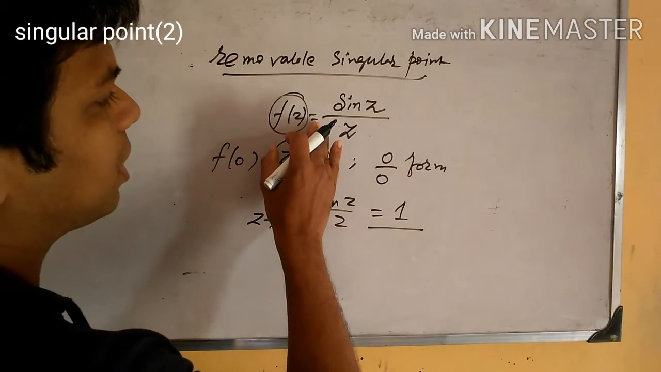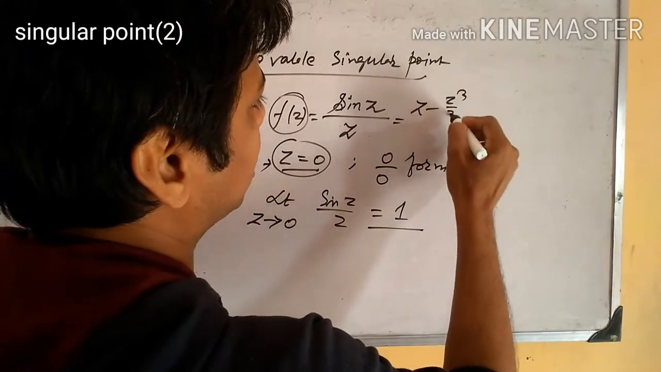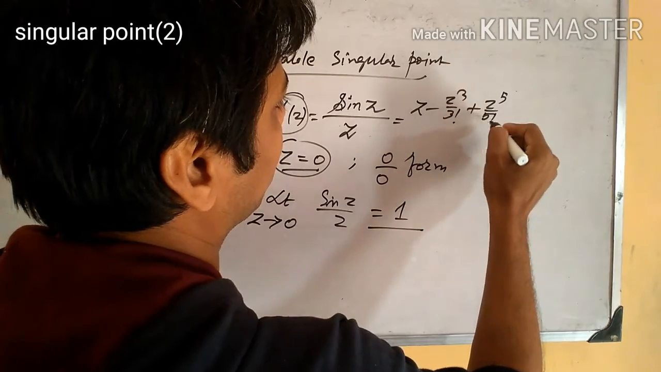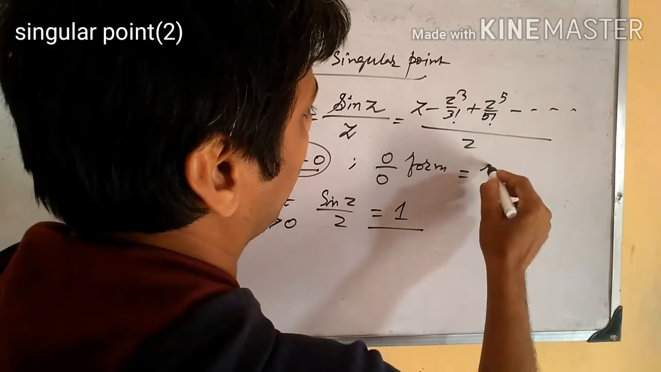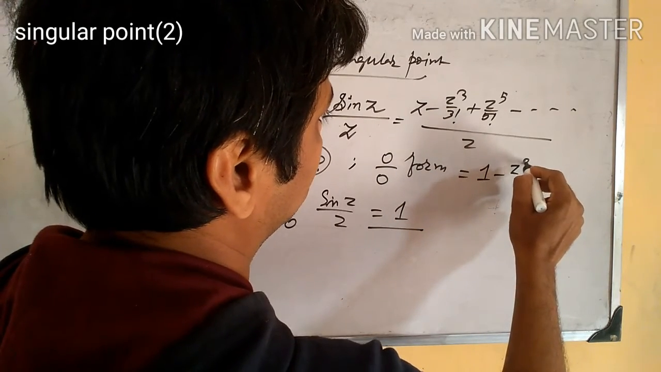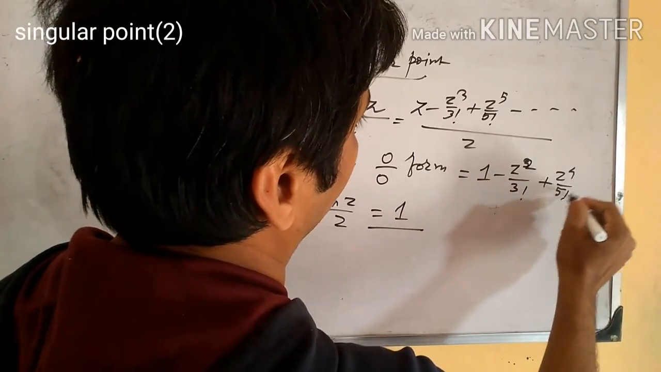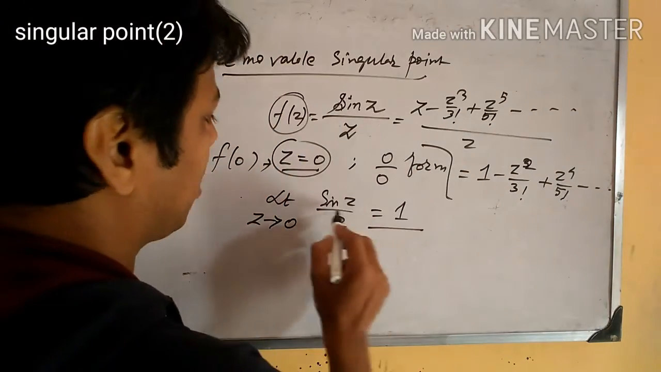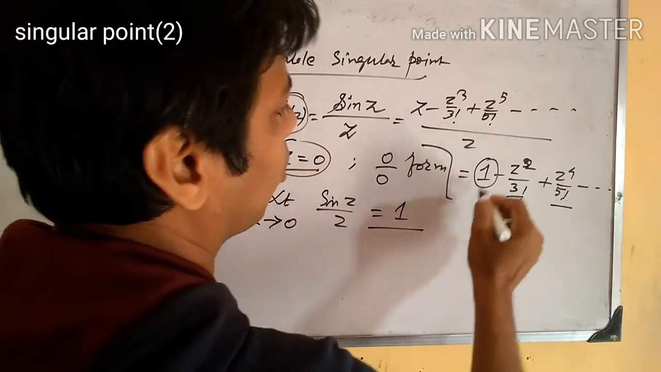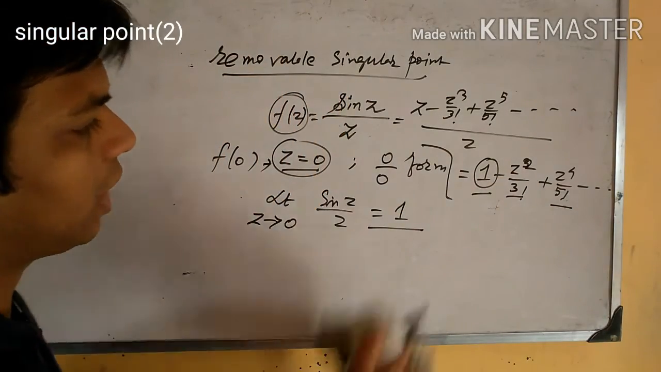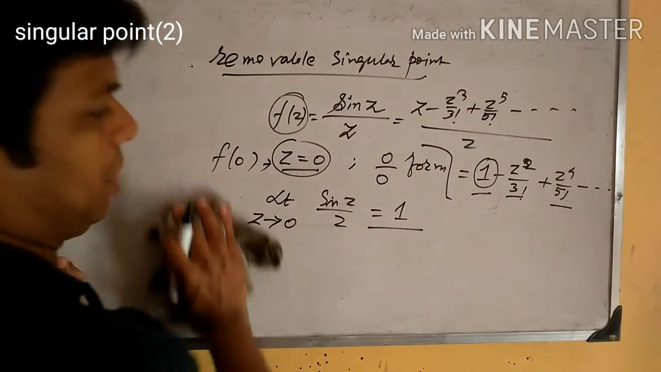This can be proved in another way when the series of sine z is taken, that is, z minus z cube by 3 factorial plus z to the power 5 by 5 factorial, the whole divided by z. Then we get 1 minus z square by 3 factorial plus z to the power 4 by 5 factorial. By putting z tends to 0, these terms are 0 and the 1 remains unaltered, so we get a finite result. So this is the case of the removable singular point.